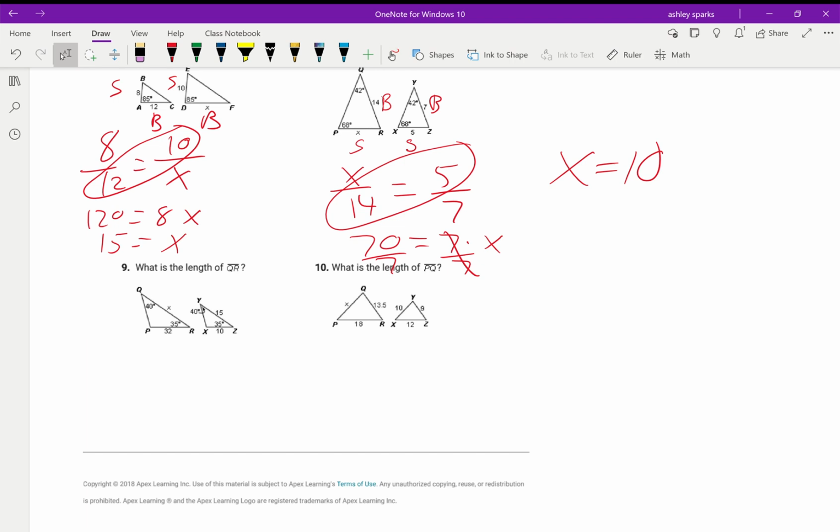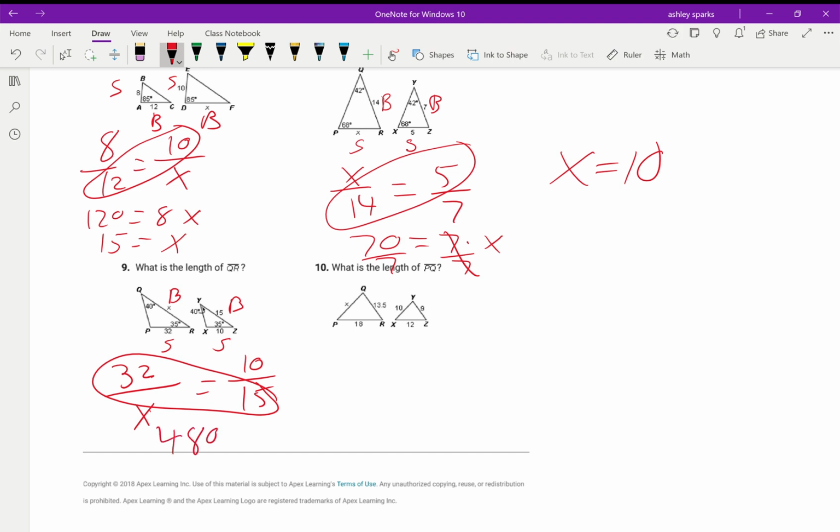Last couple, let's see, x looks to be the big one here, and 32 appears to be small. 15 is bigger than 10. So 32 over x is going to equal 10 over 15. Cross multiply. We're going to do 32 times my 15, which gives me 480 equal to 10 times x. And we're going to divide out our 10. And we get an answer of x equals 48.